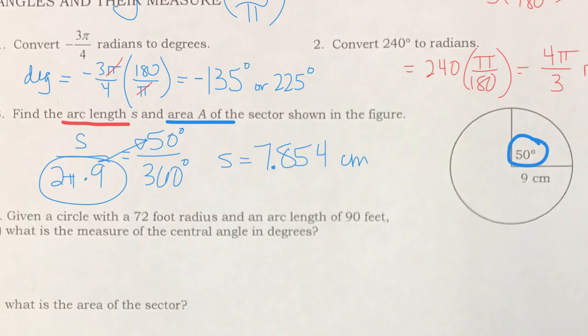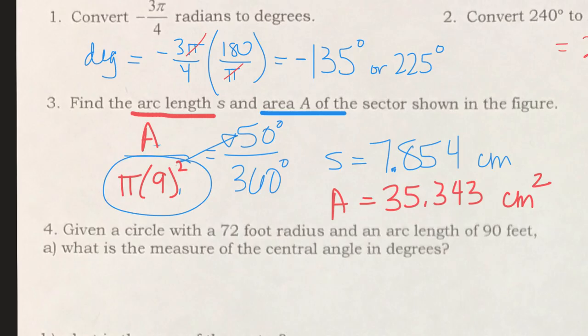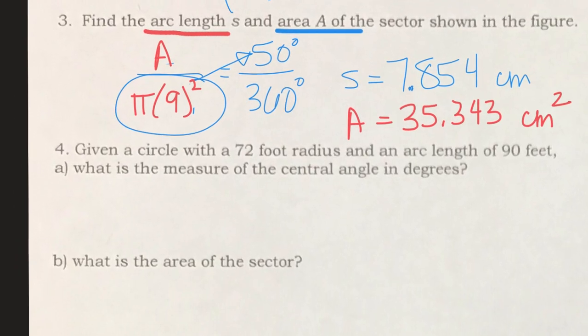Now the other one is sector area. The only thing that changes about sector area are these two things. This is now an A, standing for area. And this is now pi r squared, because that's the formula for area. The 50 over 360 stays the same. So it's sector area over pi r squared, that's the area of your circle, equals 50 over 360. So our answer is 35.343 square centimeters.